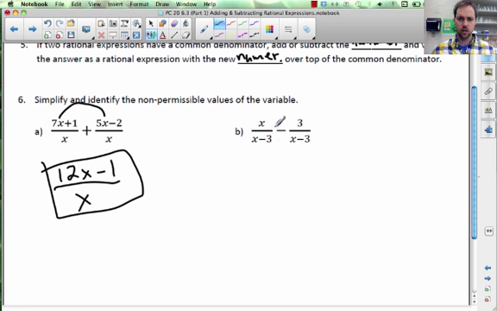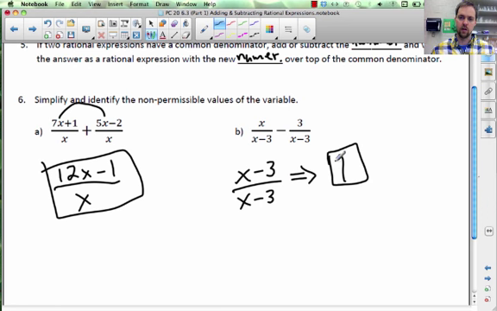Again, this is a simple one. The denominators are already the same, so the numerators go x minus 3, and then the denominator, of course, is x minus 3, and this just ends up giving us a value of 1. There you go.